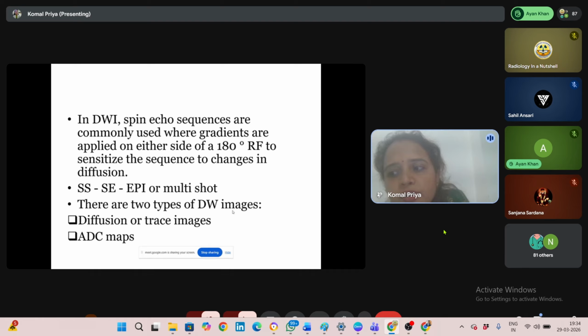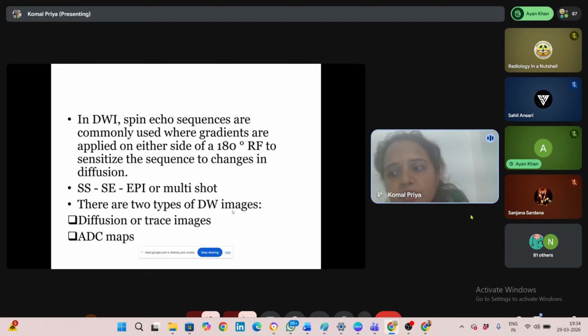You are understanding? It is not that because ADC is high, the area will also appear bright. No. ADC is high because the diffusion is free. But the areas which have damaged tissue will have restricted diffusion and low ADC. That is why those areas appear brighter on the image.